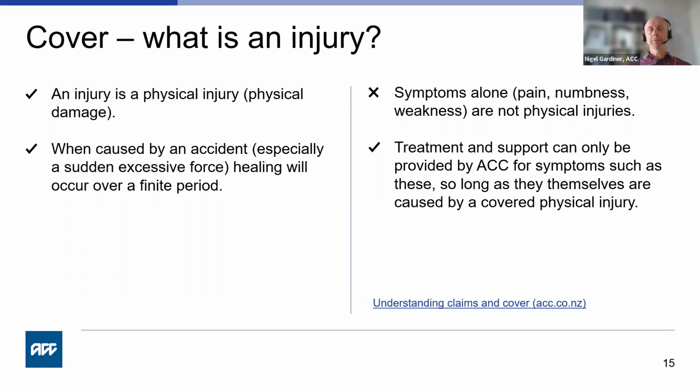An example is a client with a long history of recurrent episodes of non-specific low back pain. They have an accident which coincides with an episode of back pain. A claim is lodged for a lumbar sprain. So it begs the question: how long should ACC provide treatment and support for the back pain, if we think about the finite duration of a sprain injury in the context of their long history of back pain?